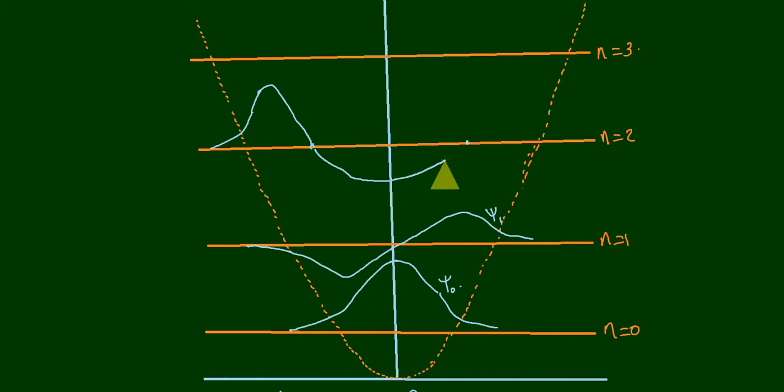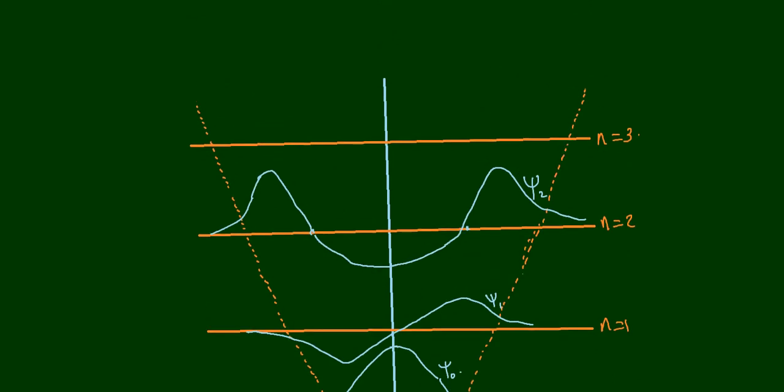Okay, it will be like this. So this is also a symmetric function. You can see that the left hand side and right hand side are mirror images of each other, and that is psi 2. And if I am going for psi 3, again I will get an antisymmetric function. The psi 3 will be like this.